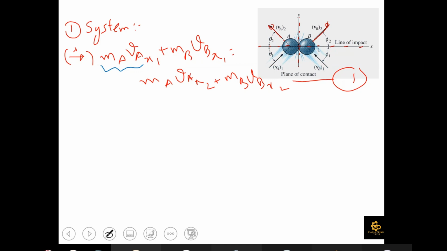So mAvAx1 is the component of initial momentum of particle A along the line of impact. Similarly, mBvBx1 is the component of initial momentum of particle B along the line of impact. Similarly, these are the components of particle A and B final momentum along the line of impact. So the difference from step number 1 of central impact is that instead of considering the complete momentum, you take those components of momentum which are along the line of impact. Is this point clear to all of you?